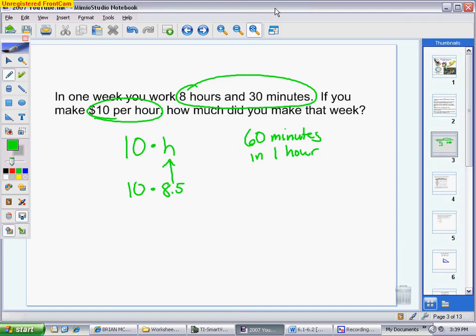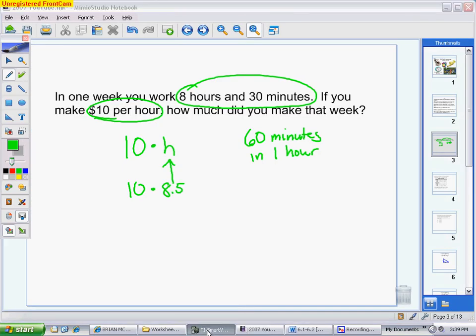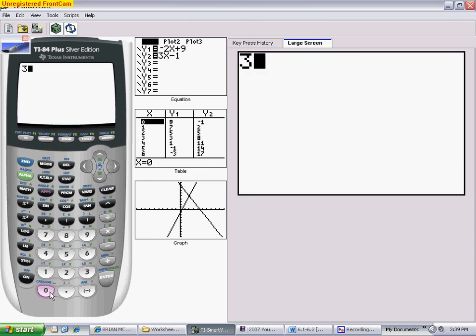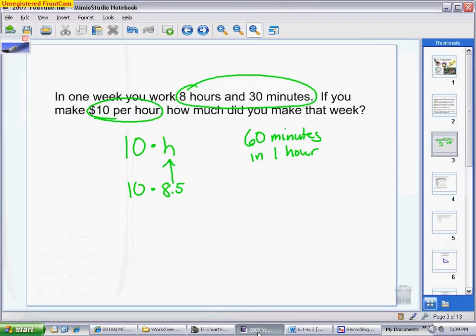So because there are 60 minutes in 1 hour, you could go to your calculator and say, okay, we want 30 divided by 60. 30 minutes in an hour, 30 minutes divided by 60. So that's 0.5. So from there, you would be able to say 8 hours and 30 minutes is the same thing as 8.5. And then you would multiply 10 times 8.5, and you would get that you would make $85 that week.